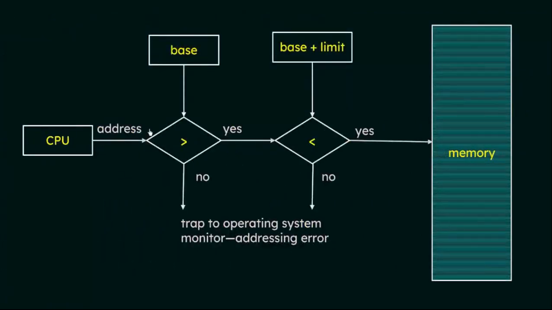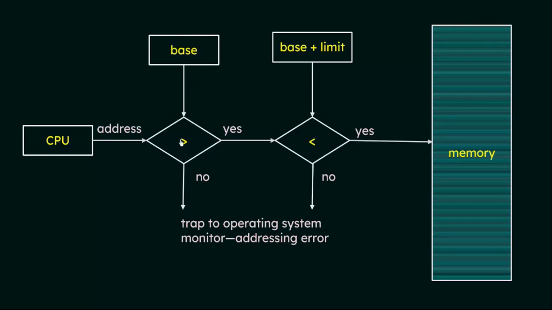So here, for example, there is an address that a particular process is trying to access. Now what will happen? It will first check if this address is greater than or equal to the base address. Now we know that a process is able to access only that address space that starts from the base and goes up to base plus limit. So here, if it is greater than or equal to base, it will be able to access.